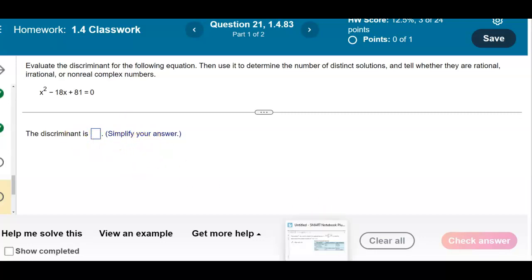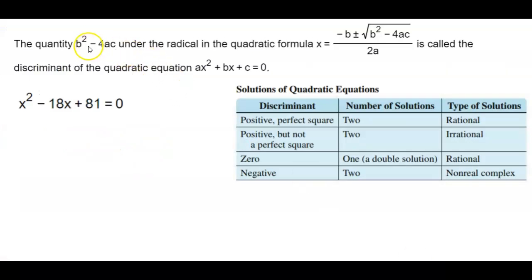Okay, so let's first find the discriminant. The quantity b squared minus 4ac under the radical in the quadratic formula is called the discriminant of the quadratic equation in standard form, which is ax squared plus bx plus c equals 0. In this question, it's already in standard form. So now we need to figure out what a, b, and c are. a is equal to 1, b is equal to negative 18, and c is equal to 81.